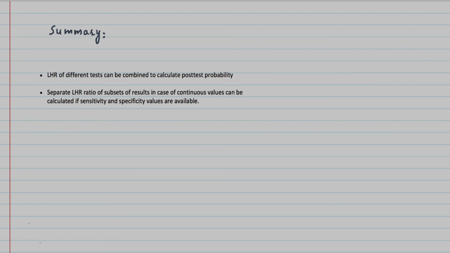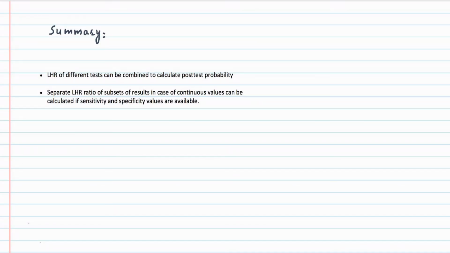We calculated post-test probability with the likelihood ratio of one test. However, we can combine likelihood ratios of more than one test to calculate post-test probability as well. If the result of a test is in continuous values, likelihood ratios of subsets of the result can also be calculated if sensitivity and specificity values are available.